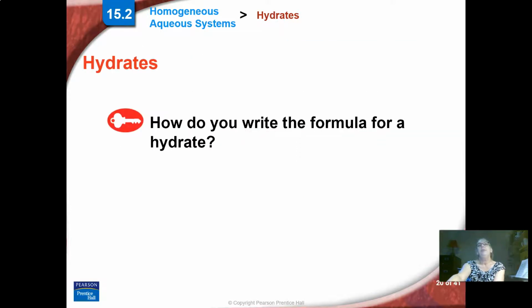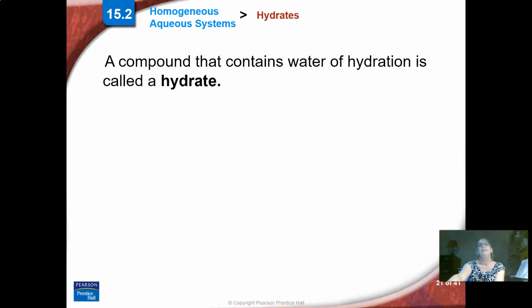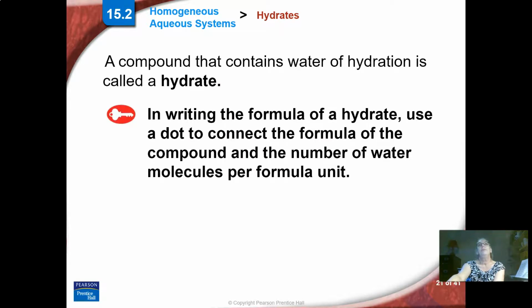So how do you write the formula for a hydrate? Hydrates are something that we may do in lab where we have water attached to another molecule. So a compound that contains water of hydration is called a hydrate. And this is a common lab we do in chemistry, where we write the formula, we write a dot, and then we write the number of waters that are associated with that molecule.